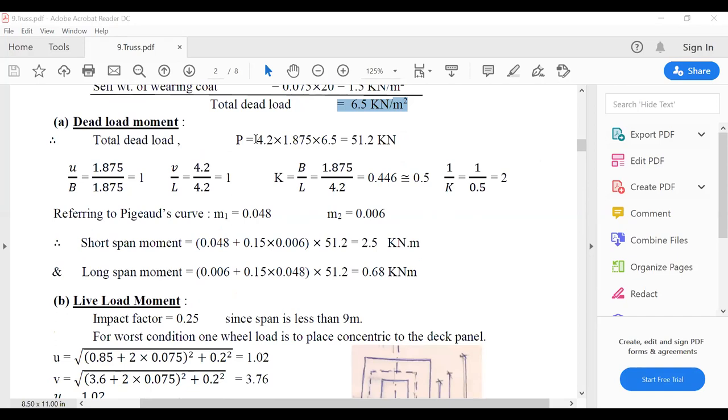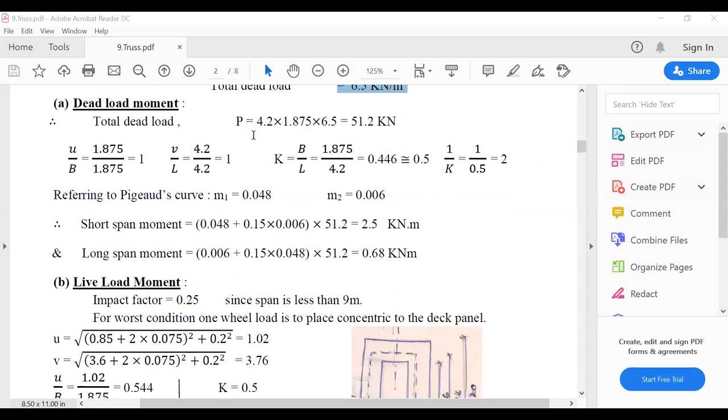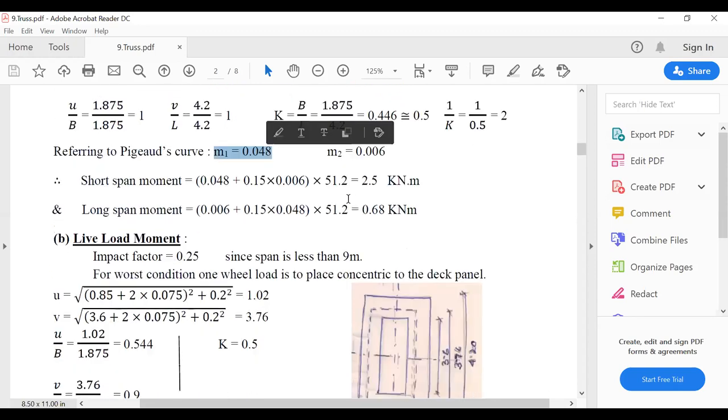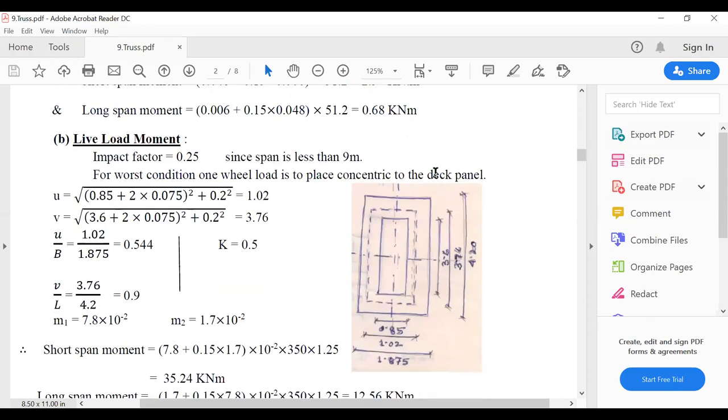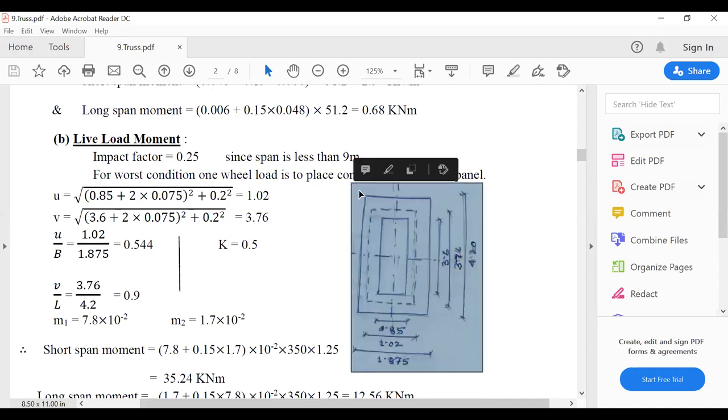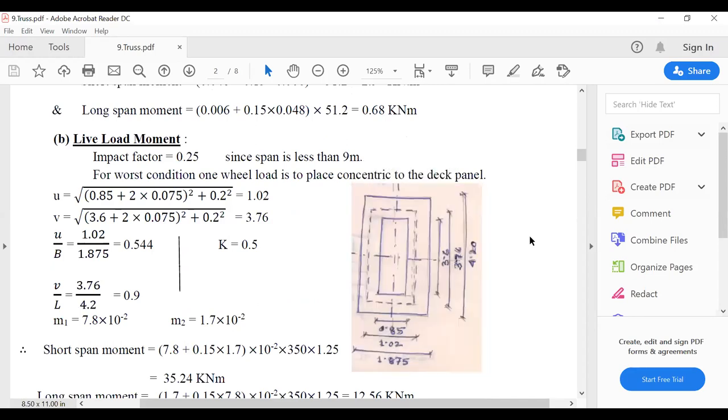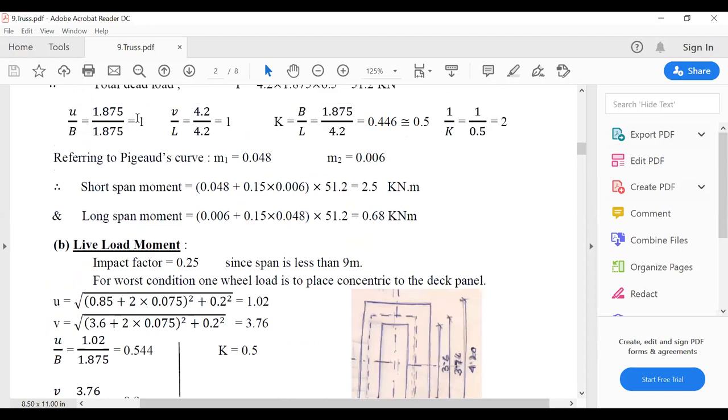I don't have the Pigeaud's curve with me. The thing is that you have to find out the coefficients M1 and M2 from the Pigeaud's curve based on this panel that you have considered. You have to find out the M1 and M2 values.